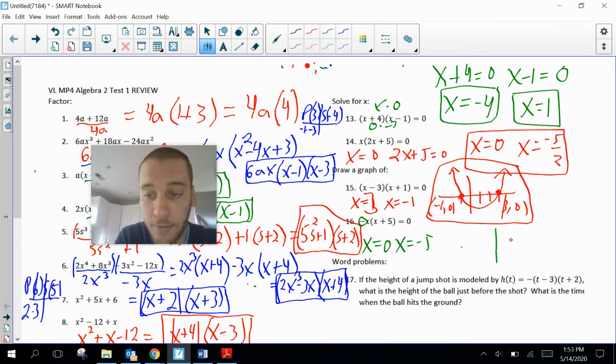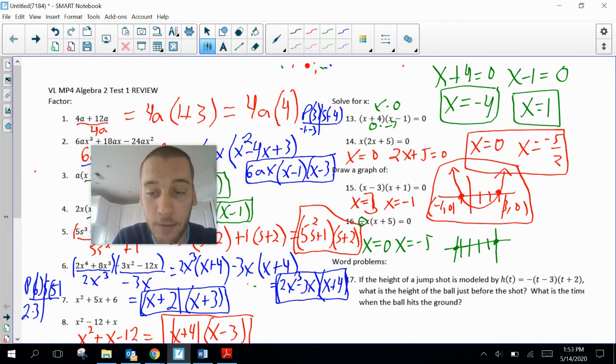So I go to my graph. If x is 0, that's a solution. And then at negative 5, that will also be a solution. So I'm saying these equal to 0. That's going to be where it touches the x-axis.